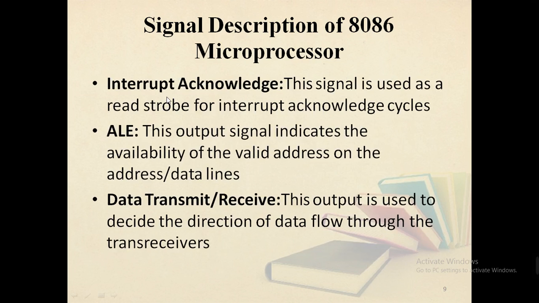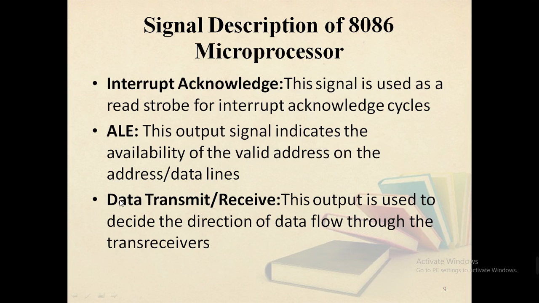Next, interrupt acknowledge. It is an active low signal, INTA bar. This signal is used as a read strobe for interrupt acknowledge cycles. In other words, when it goes low, it means that the processor has accepted the interrupt. Next, coming to the ALE, address latch enable. This output signal indicates the availability of the valid address on the address data lines.